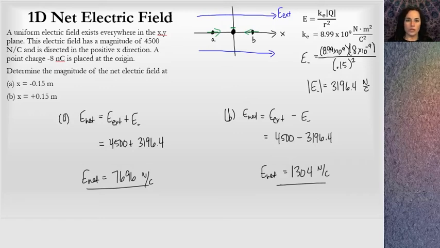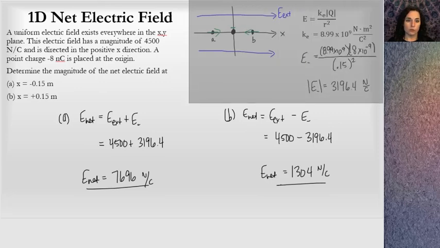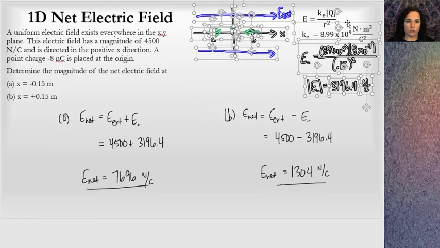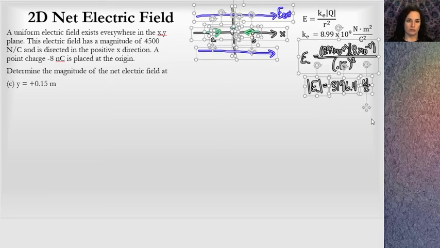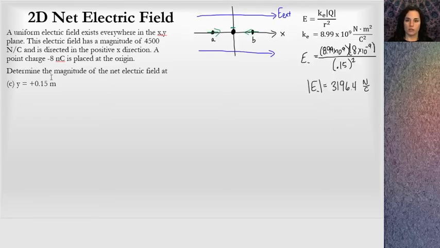The next problem has us look at a different point. So I'm going to keep the information I have here, except I don't need the equations, and I'm going to move it to the next slide. On the next slide, we have a different situation. It says the uniform electric field is 4,500 everywhere. We have the same situation. It says determine the magnitude of the net electric field at y equals +15 centimeters. Before we had x equals, but now we have y equals. This is the y-axis, and they want us to look at a point up here, point C.